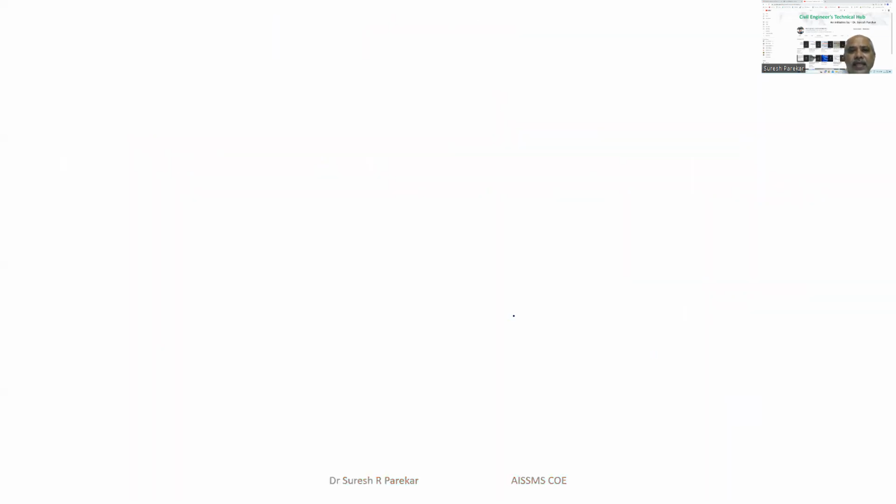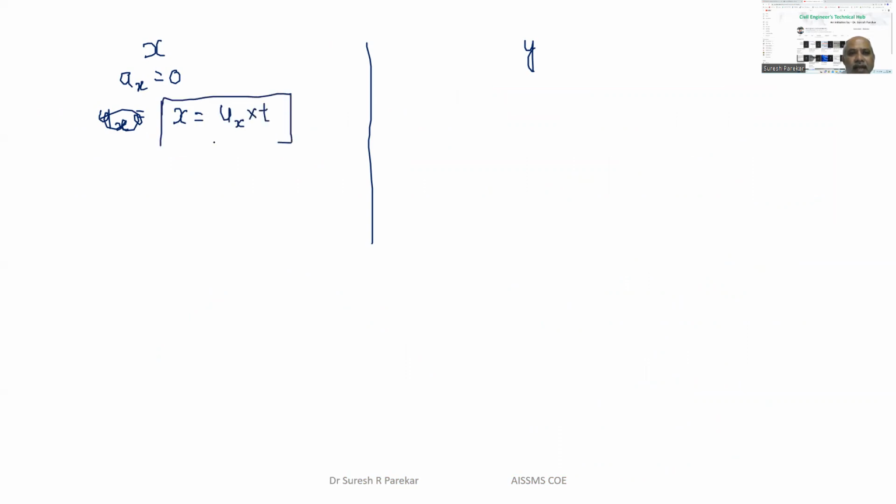So if I divide it into two parts, what are the equations? We have one x, we have another y. Then ax we have 0. So we have only one equation, x equal to ux into t. We have only one equation along x direction, as ax equal to 0. So this equation becomes 0 to ax, as this is 0.